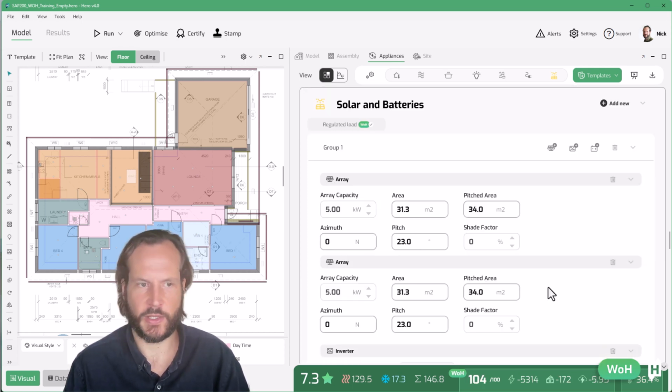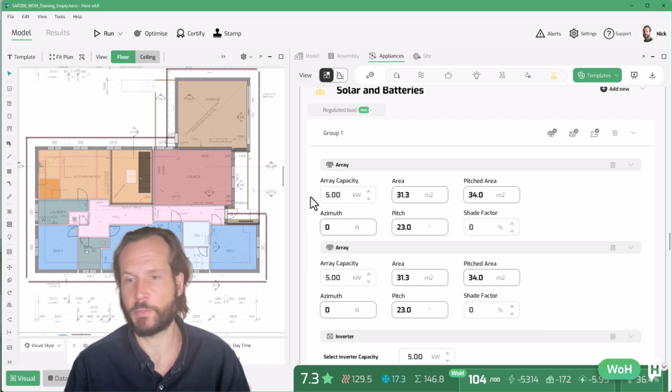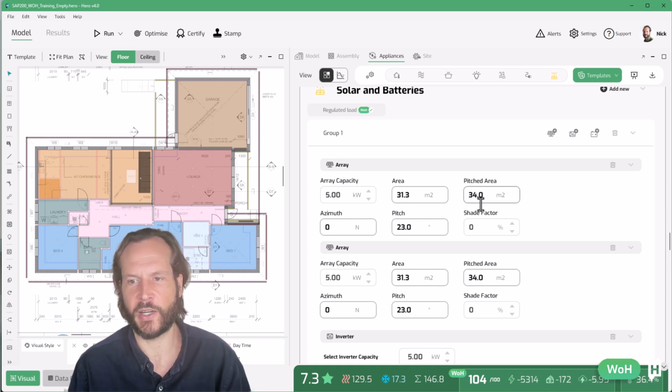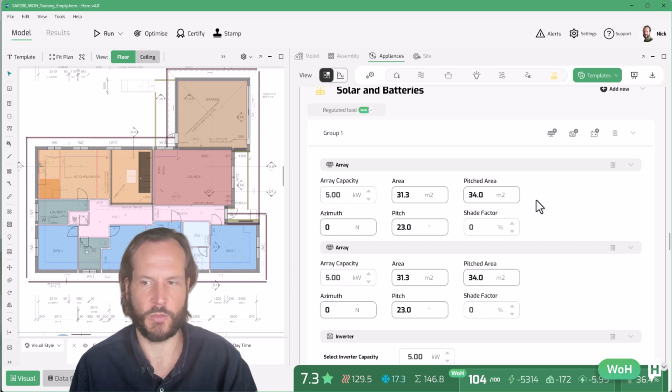So firstly, in the arrays, you enter in the total array capacity, and each panel might be 250 watts or whatever by the number of panels, and you get the total peak array capacity. We'll then provide you a rough guesstimate of area. We show you the flat area and the pitched area. So flat area would be what you'd measure off your Hero 2D floor plan, and the pitched area would be the actual angled roof area of the total panels.